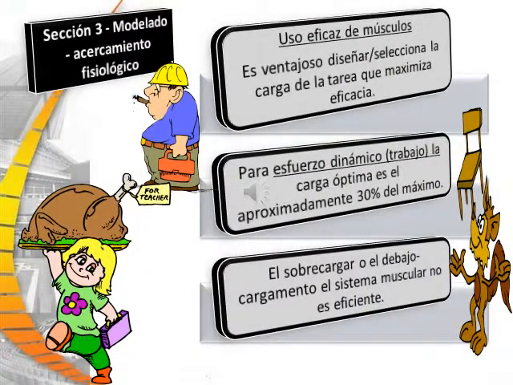The effective use of muscles. It is advantageous to design or select a task load which maximizes efficiency. For dynamic effort or work, the optimum load is approximately 30% of the maximum. Overloading or underloading the muscular system is not efficient.